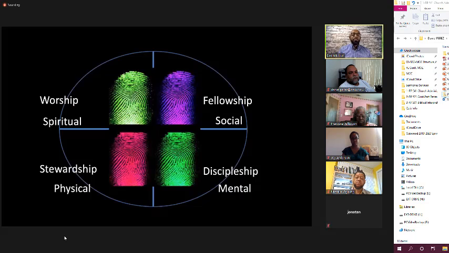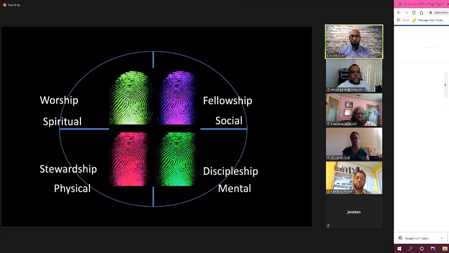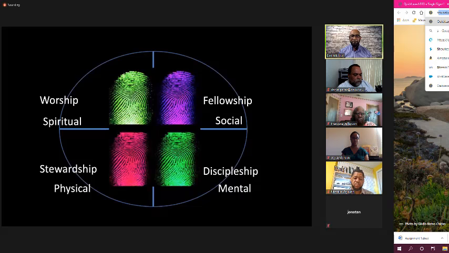Now, people can usually see worship the spiritual and fellowship the social, but why do I say that stewardship is the physical development? Why is stewardship the physical development? Why is that the arena of physicality? Somebody, anybody.